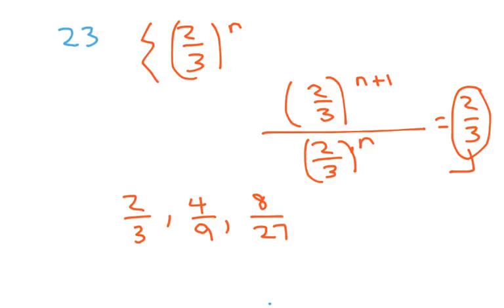And if you divided these, you could just look at this and say multiply each piece by 2/3, and you'll get that. So if I multiply this last bit by 2/3, we'll get 16 over 81, and so forth. So that's clearly geometric. Okay.